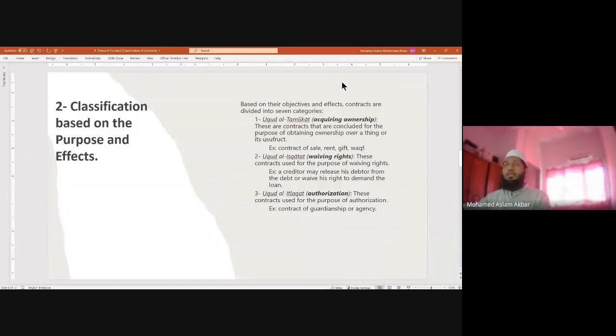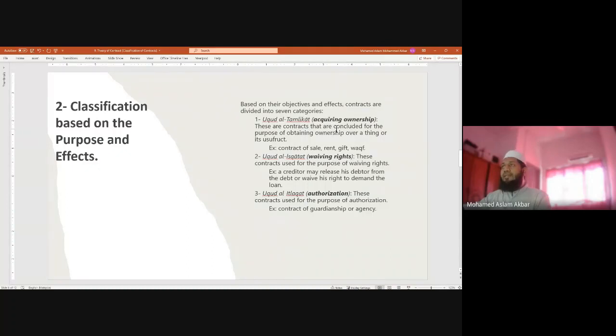Okay, so let us go to the second one. The second classification is based on the purpose and effect. This one is actually what we learned before. Based on their objectives and effects, contracts are divided into 7 categories. I talked to you about this last time when I was giving you the assessment, the advertisement. Those were very good advertisement assessments. You were doing very good.